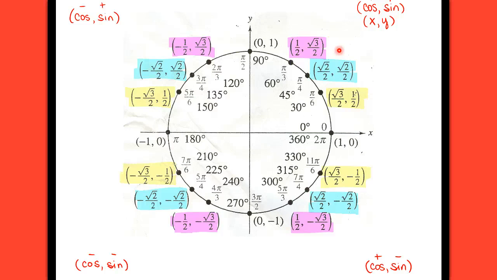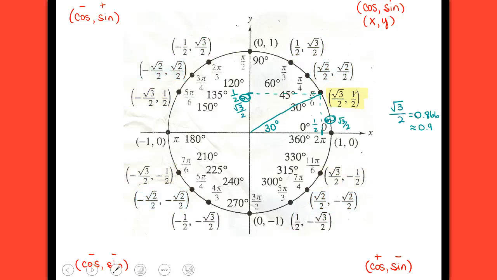Number one, you literally can just use common sense and plot the point. Let me show you what I'm talking about. Square root of 3 over 2, if you throw that in your calculator and you get a decimal for that, that's 0.866. That's basically like 0.9, right? Almost all the way to 1.